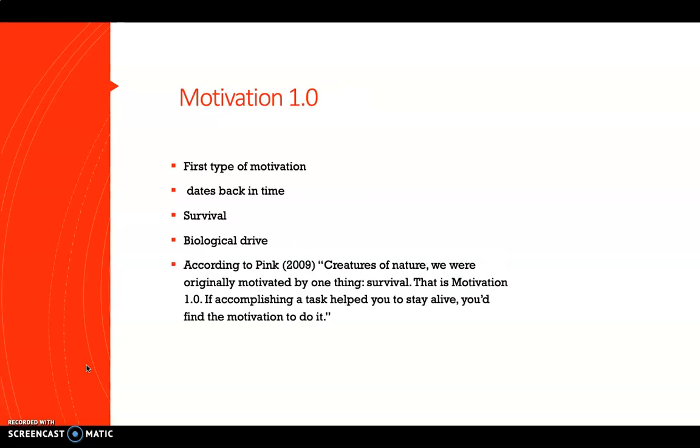So, the first type of motivation, Motivation 1. It dates back in time where people revolved around survival, finding food, killing animals to live. They wanted to survive. It was the biological drive within us. According to Pink 2009, creatures of nature, we were originally motivated by one thing, survival. That is Motivation 1.0. If accomplishing a task helped you to stay alive, you'd find the motivation to do it.